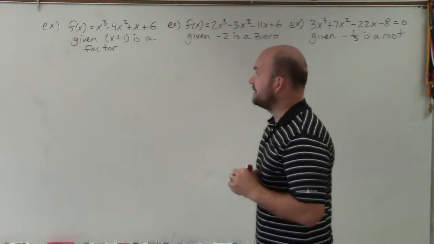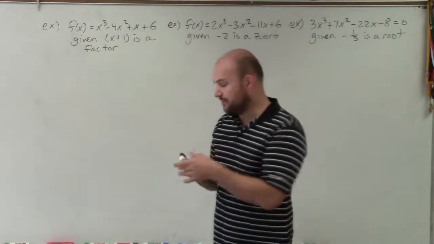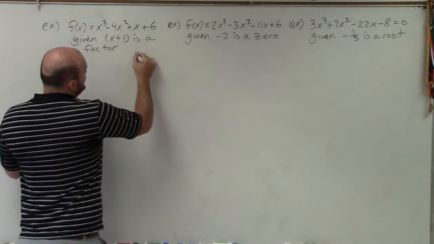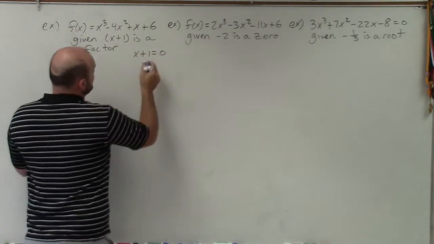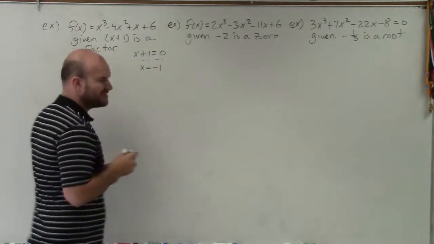Now, one of the things I talked about when using synthetic division was always setting your divisor equal to 0. The reason being is that when you set your factor equal to 0, what you are actually solving for is the zero or the root. You're actually solving for one of the solutions. And why is that the case?